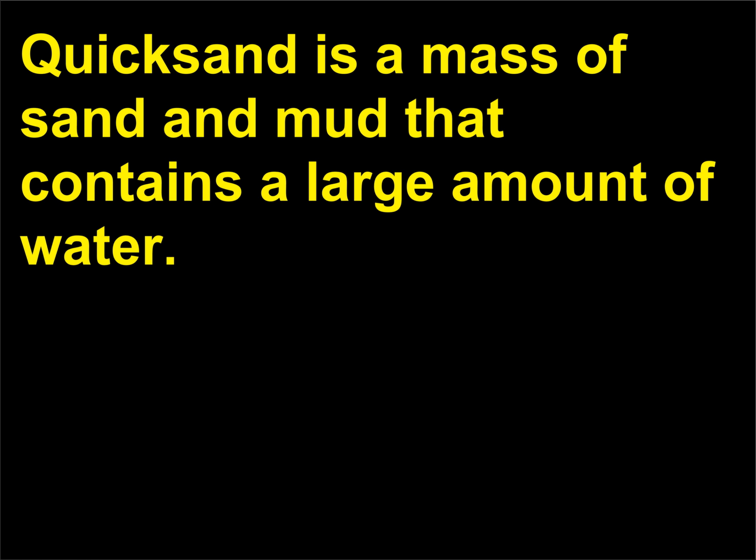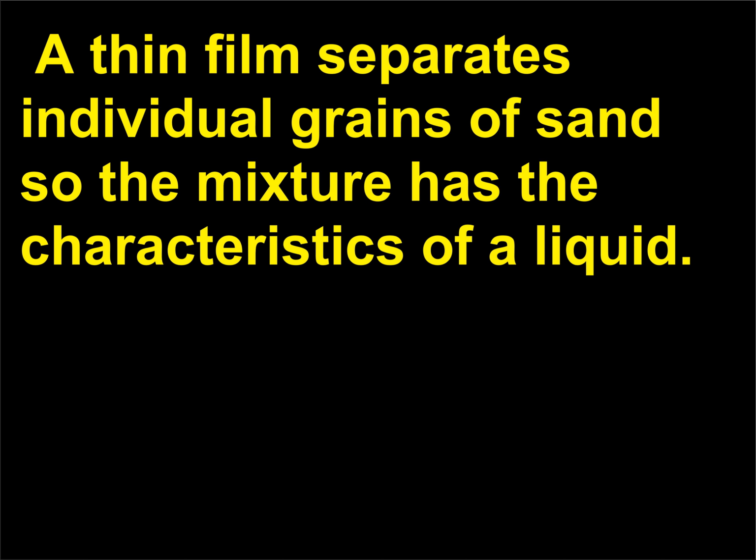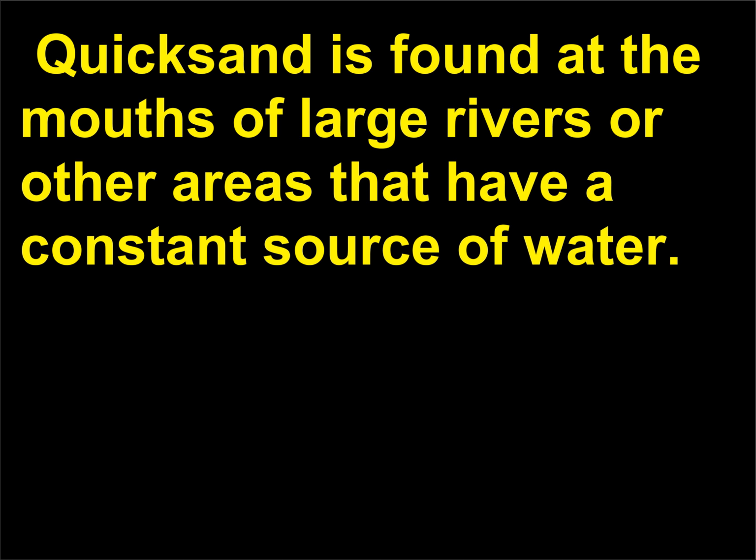What is quicksand? Quicksand is a mass of sand and mud that contains a large amount of water. A thin film separates individual grains of sand so the mixture has the characteristics of a liquid. Quicksand is found at the mouths of large rivers or other areas that have a constant source of water.